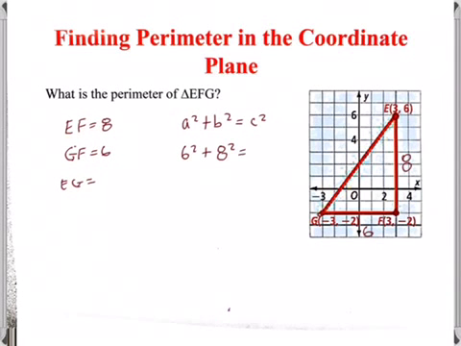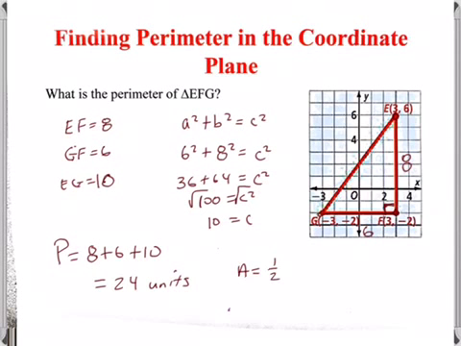If we wanted to, we can also find the area, and that's pretty straightforward. We use the two perpendicular measurements. So it'd be 1/2 our base of 6 times our height of 8. So 6 times 8 is 48, times 1/2 gives us 24 units squared in this case.